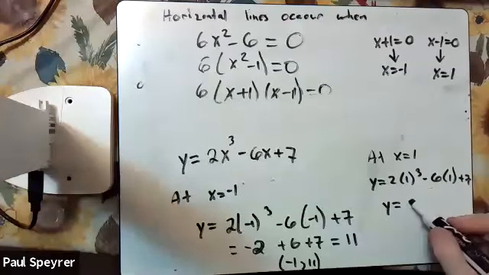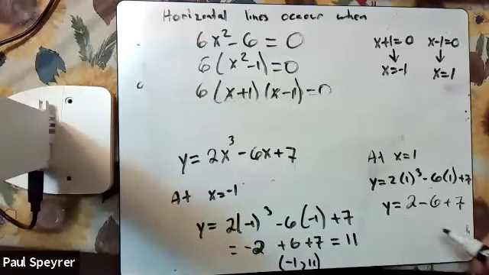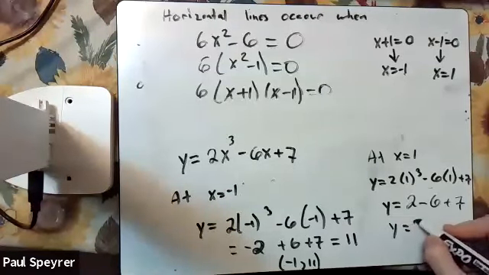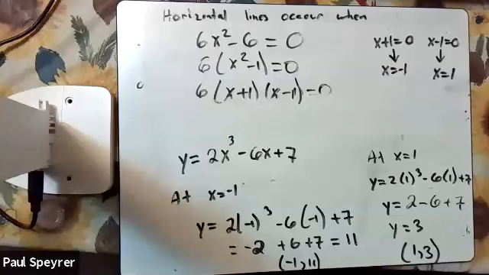So this is just 2 minus 6 plus 7, right? So then we get 3. So your other answer is 1 comma 3. So these would be the answers, right? Because again, they're asking for the point at which the horizontal tangents occur. Again, that's where the slope is equal to 0.